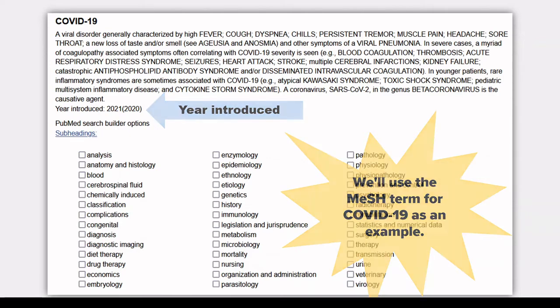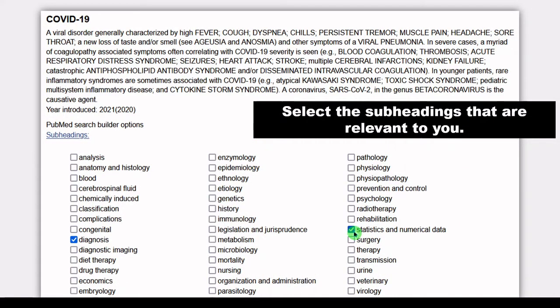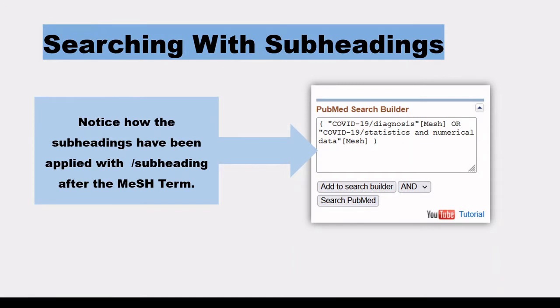Next, we see subheadings. If any of these might help us narrow our search down for more relevant results, we can select them. For example, I'm interested in diagnosis and statistics of COVID-19. I'll choose diagnosis and statistics and numerical data. Now, when I click Add to Search Builder, I get the MeSH term with two subheadings applied. This will narrow down my results to literature that's been tagged with this MeSH term and these subheadings.